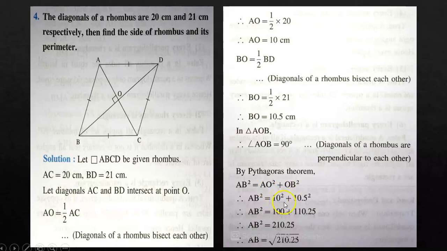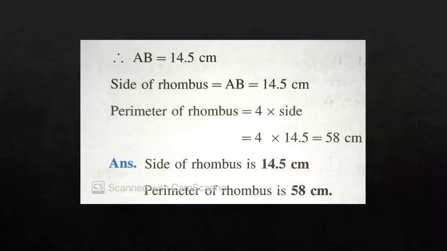AO is 10, so 10 square, and OB, that is BO, is 10.5, the whole square. I get 100 plus 110.25, which is 210.25. And AB is the square root of 210.25. After taking the square root, I get AB as 14.5 centimeters. Now I have found the side of the rhombus. The side of the rhombus is AB, which is 14.5 centimeters.